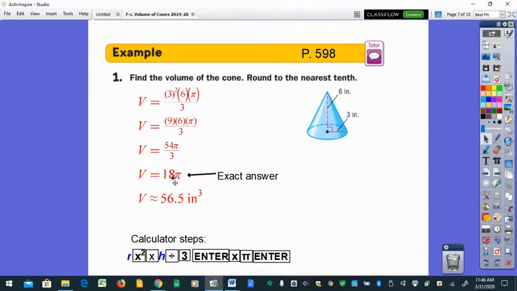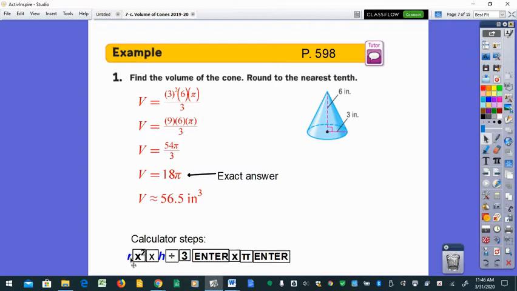The minute I take my calculator and take 18 times pi, I'm giving an approximate volume and estimate, and it's about 56.5 inches cubed. And we will be rounding to a tenth. That means you leave one decimal place on your answer, and you only look one place past that number when you're rounding.